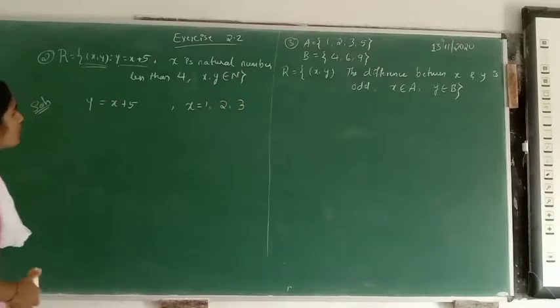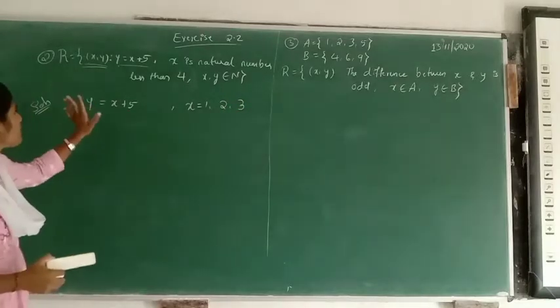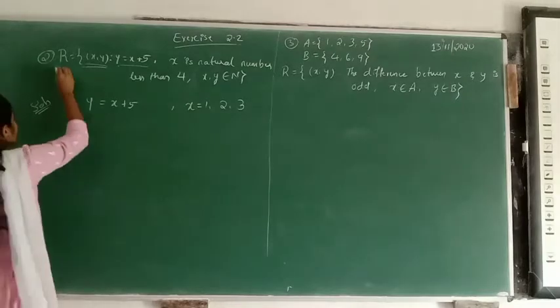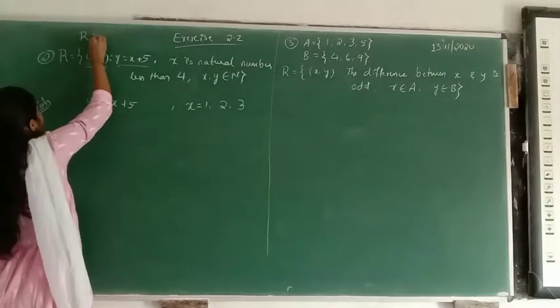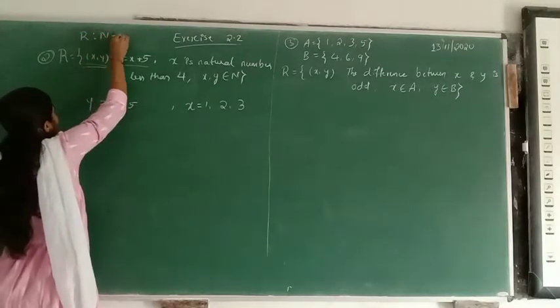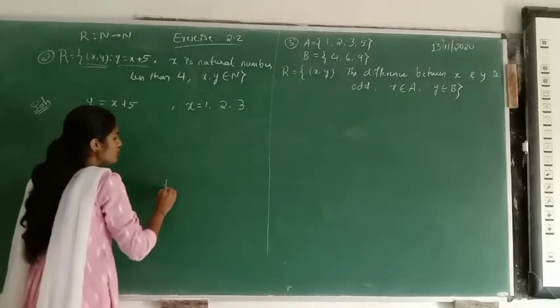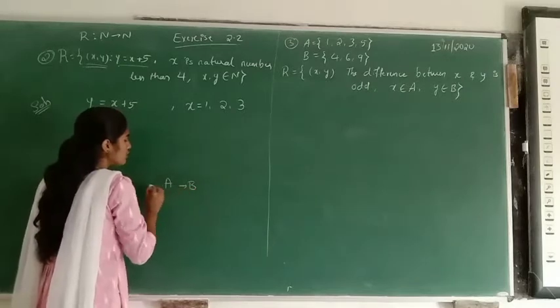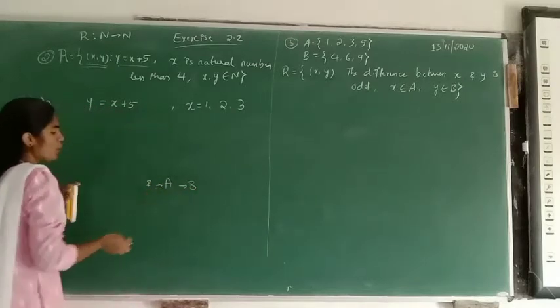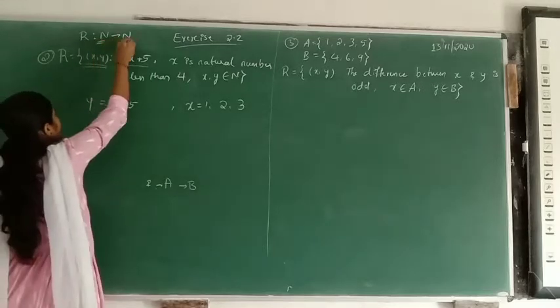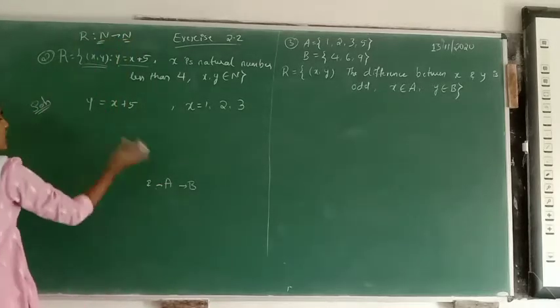For all the values, x and y belong to the natural numbers. On which set is this relation defined? This relation is defined from the set of natural numbers to natural numbers. In previous problems we took set A and set B, but in these problems we generally take the set of natural numbers to natural numbers.